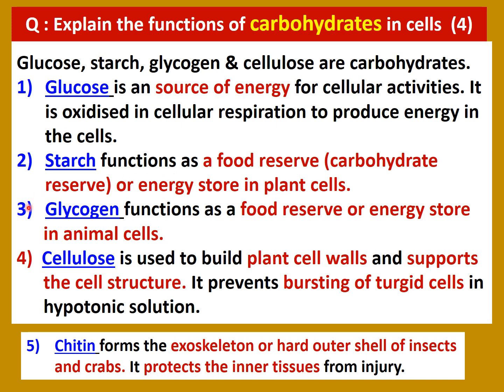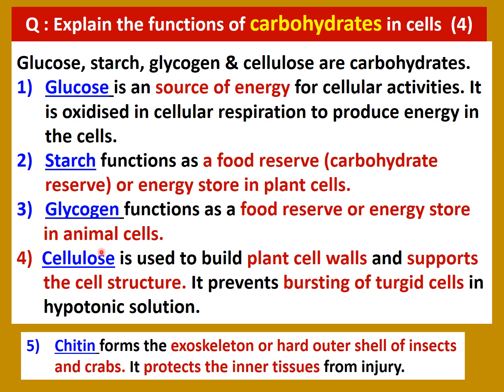Now, starch acts as a food reserve, or as we said earlier, a carbohydrate storage compound for carbohydrates in plant cells. It's only synthesized in the plant cells. Glycogen functions as a food reserve, or a storage compound for carbohydrates in animal cells only.